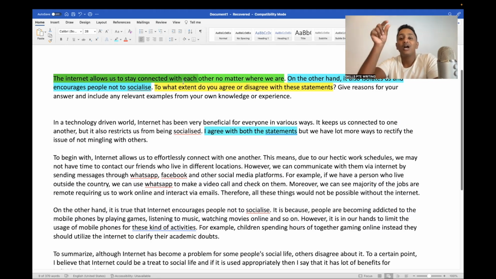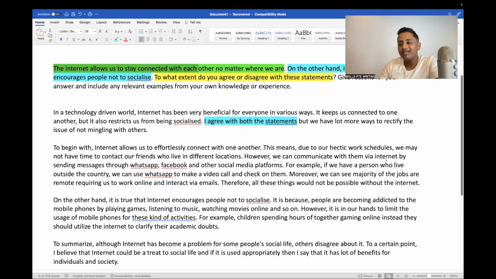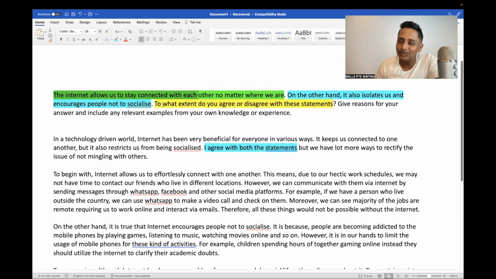On the other hand, I will use however. There are cases where it disturbs our socializing factor. It isolates us and encourages people not to socialize, same line, but I'm changing a few words. I'm not giving much thought. See, where you spend time when you think and write: second and third paragraphs, give the thinking to these. First paragraph, don't think and write. It should not consume more than 1.5 to 2 minutes. And the same with the conclusion, the last paragraph.